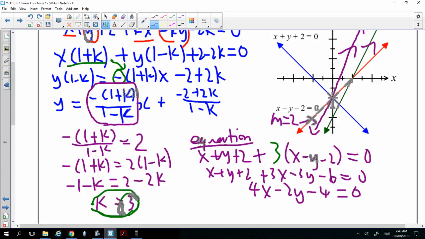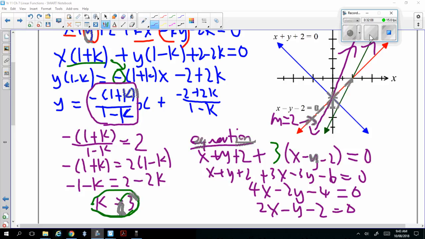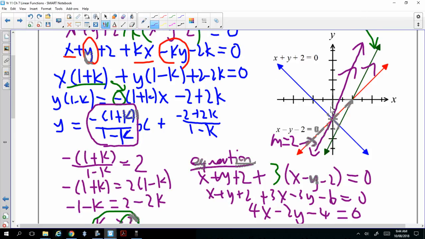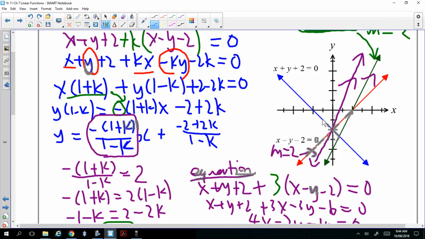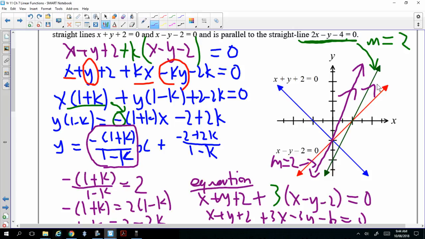Okay, basically, we found a family of lines through the same point of intersection, which is that. And we need to find k, but in this case, we know this line is parallel to the green line. The green line has gradient 2, therefore we set the gradient of the family of lines also to 2, and found k to be 3. And once you get k equal to 3, sub it back in to find the equation of the line.